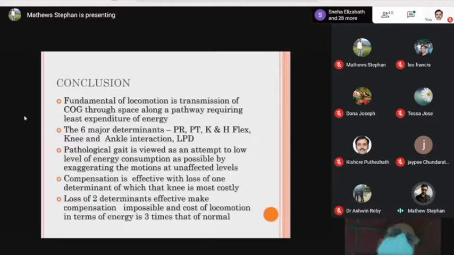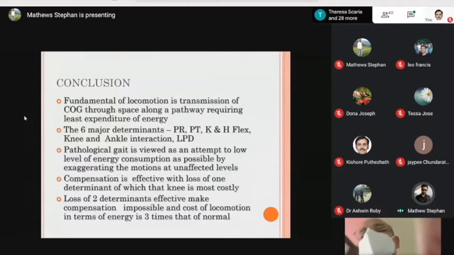So coming to the conclusion of the journal. The fundamental of locomotion is transmission of the center of gravity through space along a pathway requiring the least expenditure of energy. The six major determinants are pelvic rotation, pelvic tilt, knee and hip flexion, knee and ankle interaction, and lateral pelvic displacement. Pathological gait is viewed as an attempt to keep the level of energy consumption as low as possible by exaggerating the motions at the unaffected level. Compensation is effective with loss of one determinant, of which that of the knee is most costly.